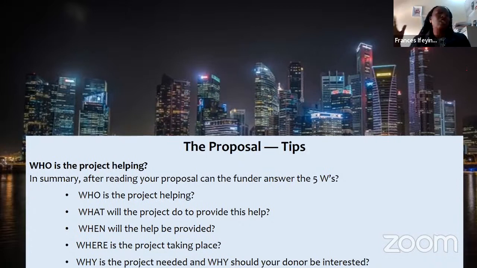Where is the project taking place? Fantastic. Like Professor Waka said, location is key. So where is the project taking place? Be specific. Why? Because that will reflect how you go about it and what the expected result at the end will be. Why is the project needed? And why should your donor be interested?